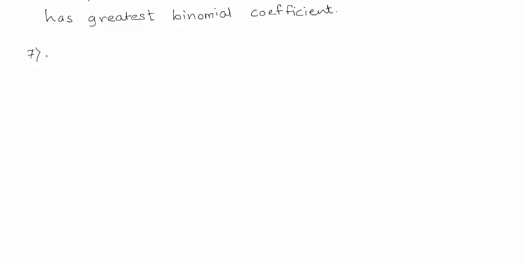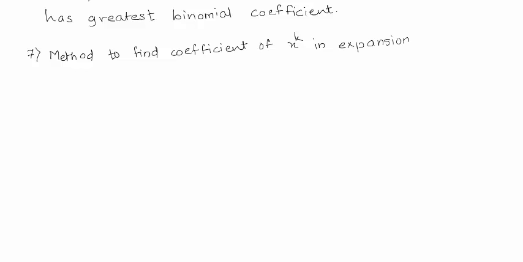Now, the seventh pointer says, here we are going to see a method, students, to calculate one particular type of problem. This is the method to find the coefficient of x^k in, let us say, an expansion (x + y)^n. So if we have the expansion (x + y)^n, how to find the coefficient of x raised to any power, let us say k. There are steps that we follow.